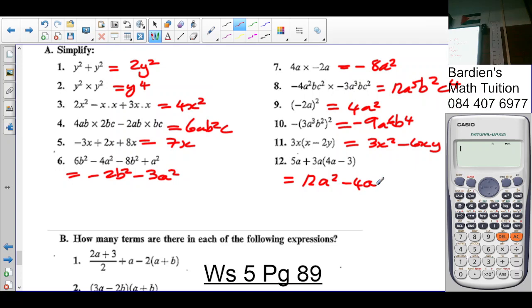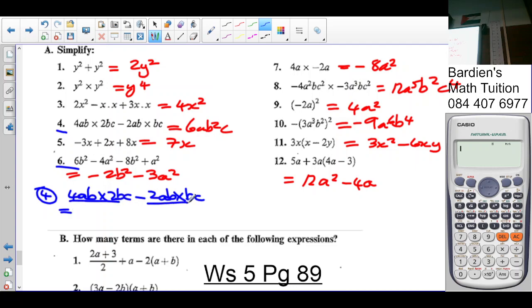Okay. Any problems with numbers 1 to 6? Any of these sums you want me to explain? Yes, Michael? Number 4, anything else? From 1 to 6, yes? Number 6. Okay, so let's look at number 4. The sum read 4ab times 2bc minus 2ab times bc. So according to BODMAS, what must be done first? Multiplication. So you need to do that first, okay?